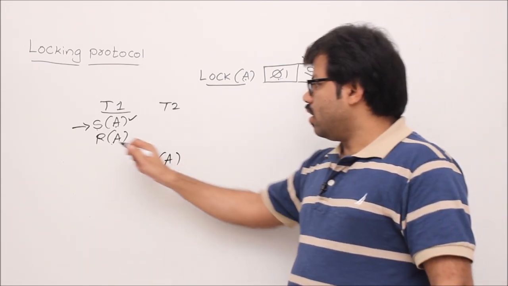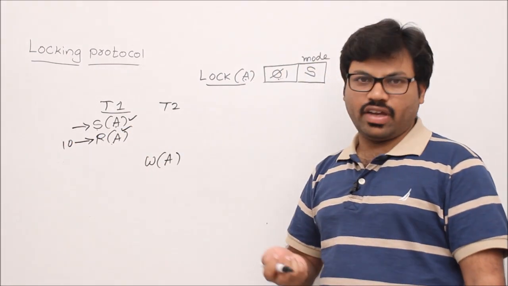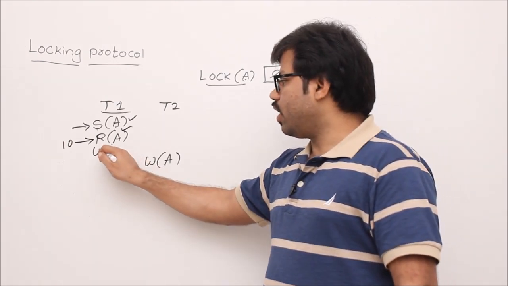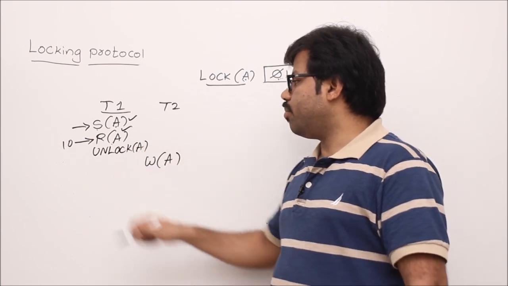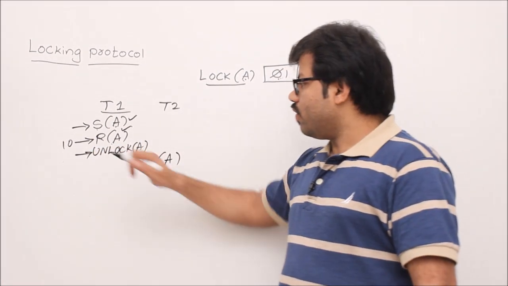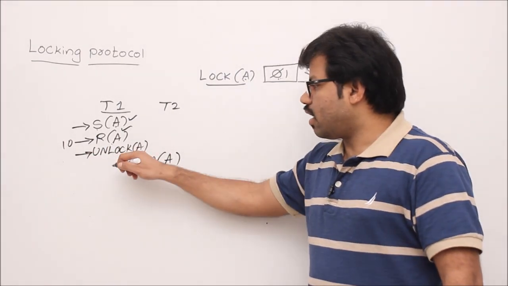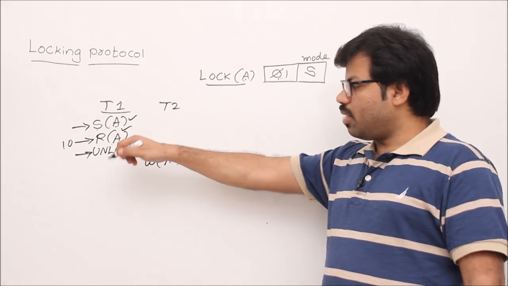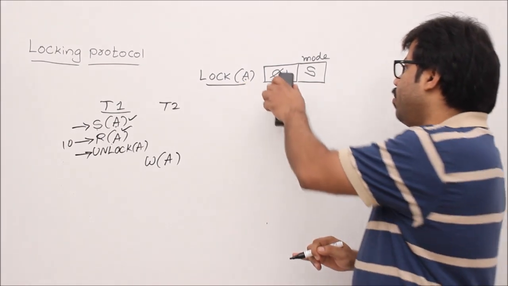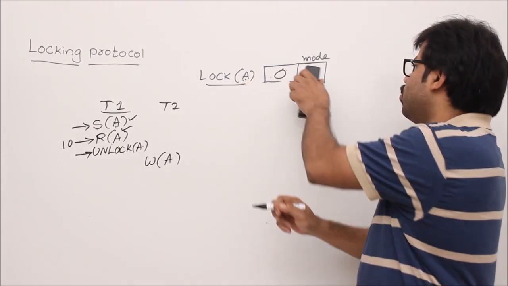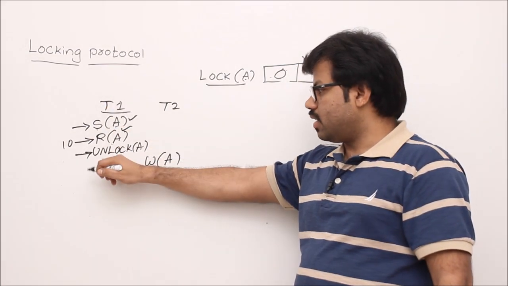Now after that, read of A will be done. Now see, transaction T1's read of A is performed. After that immediately your DBMS will unlock it because the desired operation has been done. So let's say DBMS releases it. Whenever this unlock of A is issued by your DBMS, on behalf of that your DBMS will come to lock of A, that means variable A's lock, and it will make it 0 again, and this mode will be removed. So this is about transaction T1's unlock.